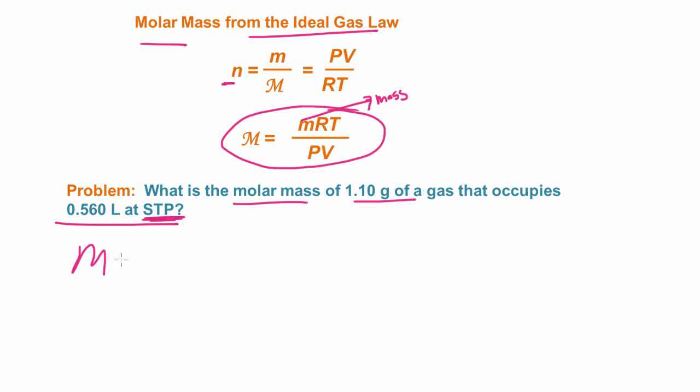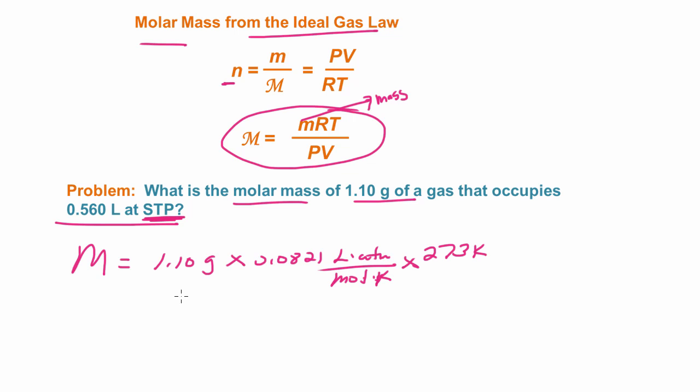The molar mass is going to be equal to the mass of the gas, so that's 1.1 grams, times R, 0.0821 liter atmosphere over mole Kelvin, and times the temperature. We know that's at STP, that's 273 Kelvin, and the pressure is 1 atmosphere.